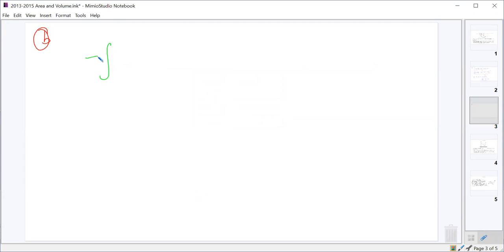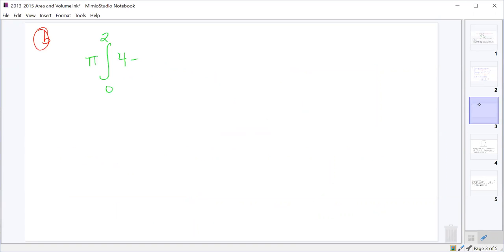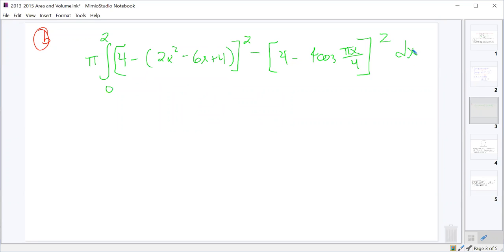So we should have pi times an integral from 0 to 2 of 4 minus f of x, which was the parabolic function, so 4 minus (2x squared minus 6x plus 4), all of that squared, minus (4 minus the other function, which was 4 cosine of pi x over 4) squared dx.